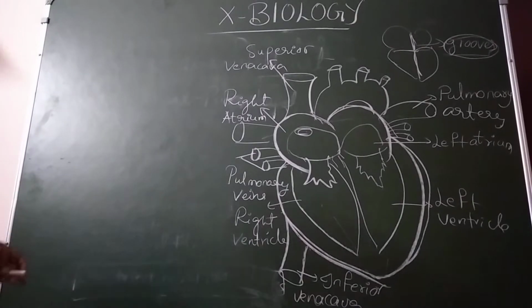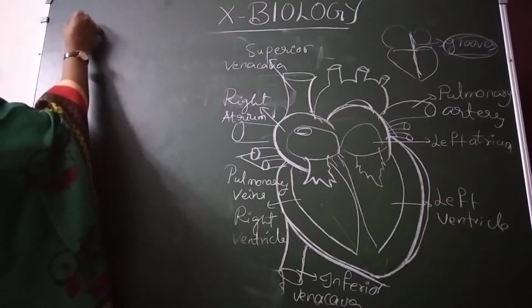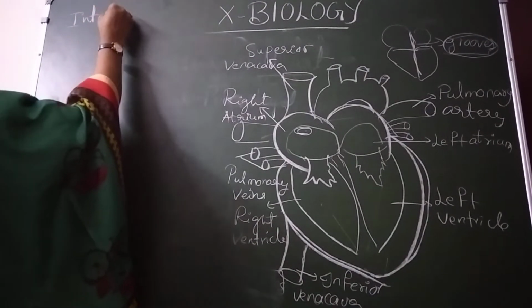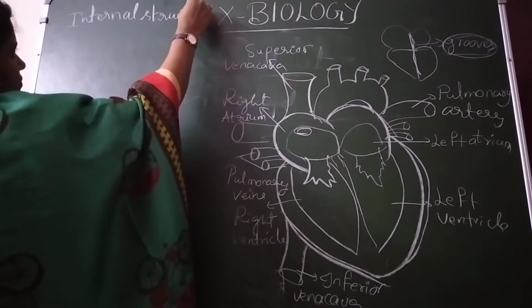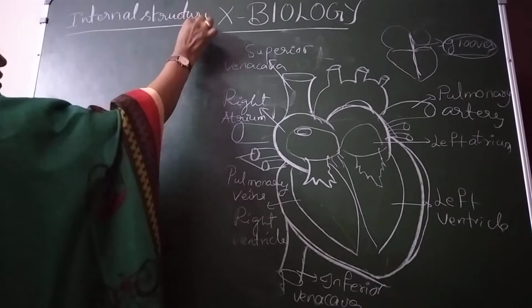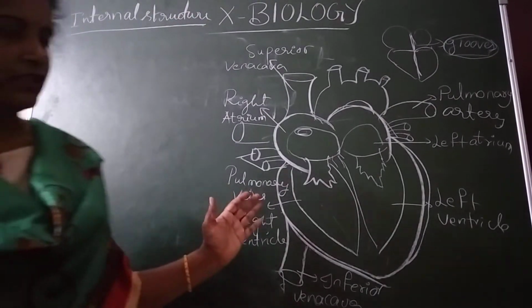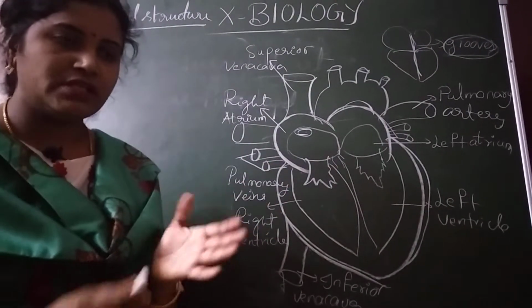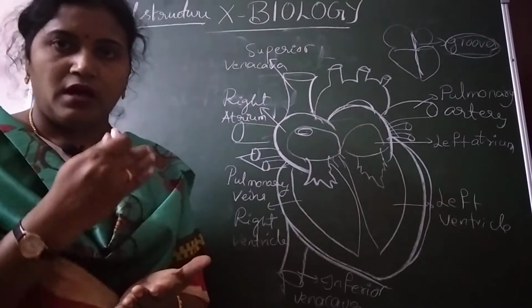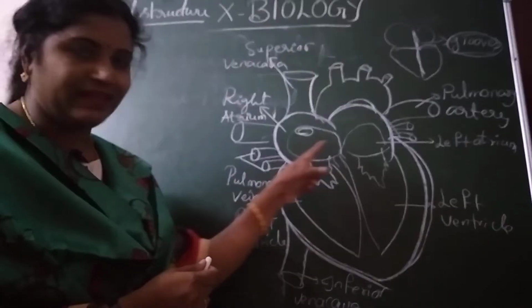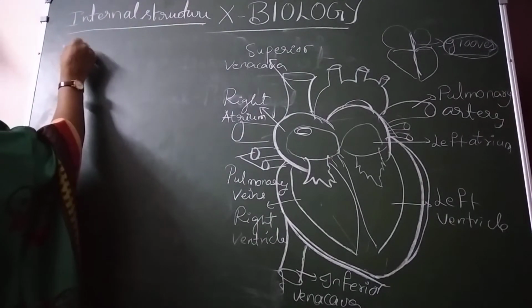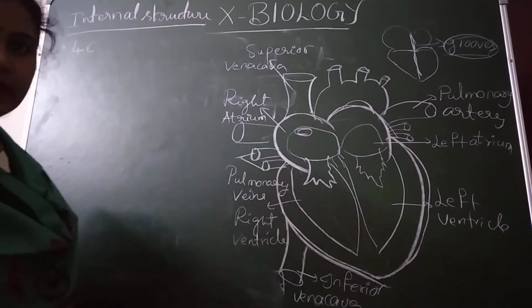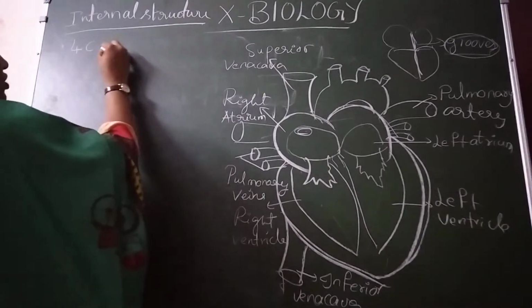So, the internal structure of the heart. This is the internal structure. It means if we dissect the heart, we are able to see these inner parts. Okay. So how many chambers did I say? It contains 4 chambers. What are the 4 chambers?